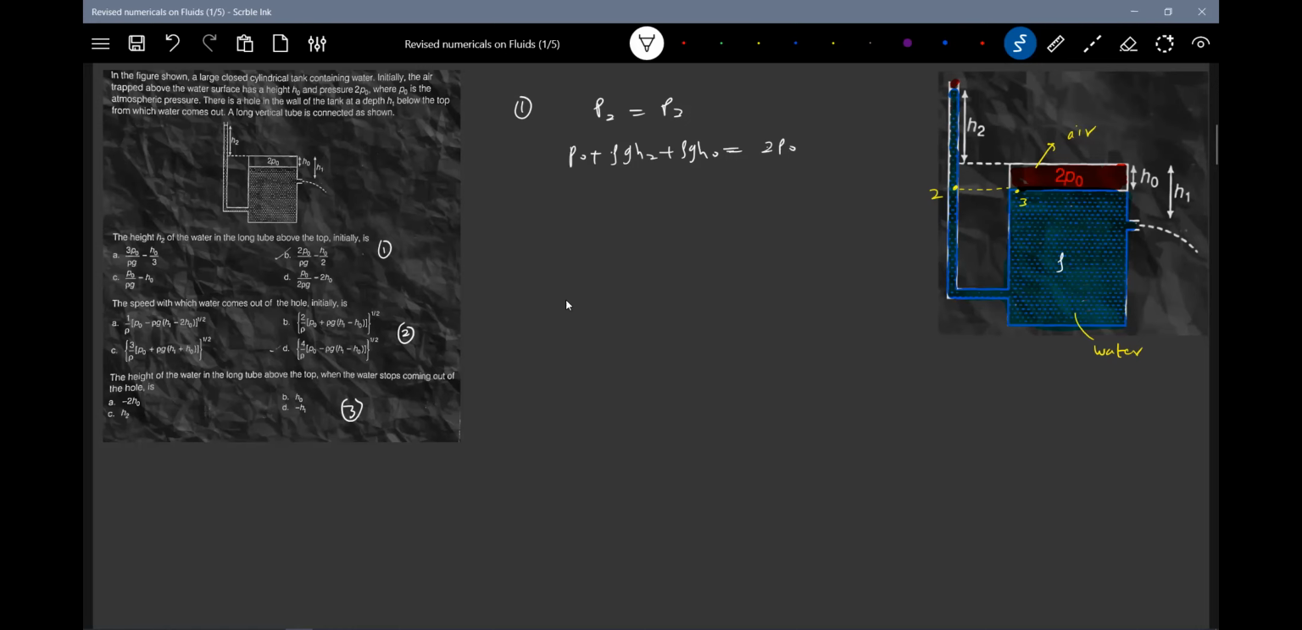The height H2 of the water in the long tube above the top. I think this will be 2 P naught minus P naught. So this will be only P naught minus rho g H naught, all divided by rho g. So this H2 equals P naught by rho g minus H naught.